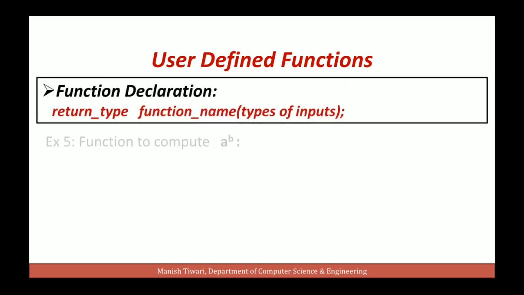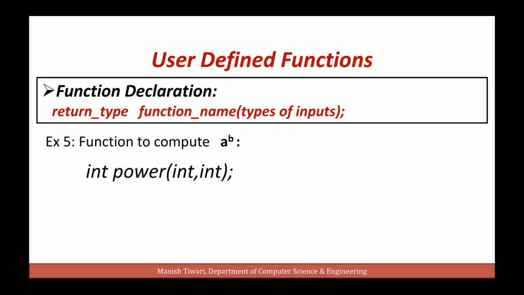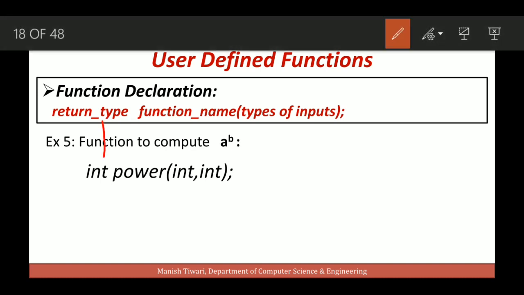We can take another example also, like we have to make a function which can compute a to the power b. So of course the name of this function is power here, and it takes two inputs, the value of a, the value of b, and both of the inputs are of type integer and the output is also an integer. So this is the return type and these are the types of inputs, and this power is the name of the function, though we have a library function pow for this purpose.